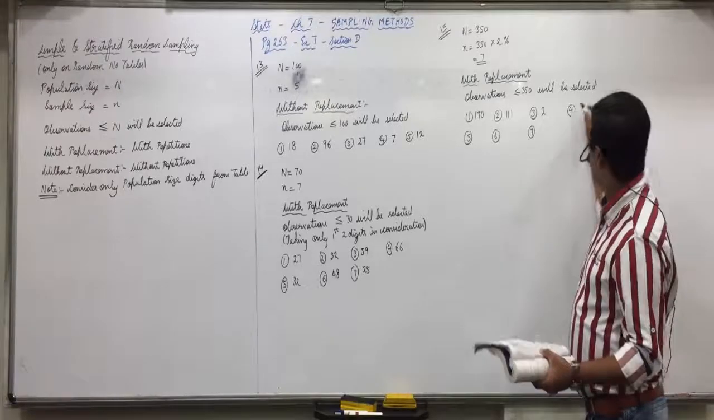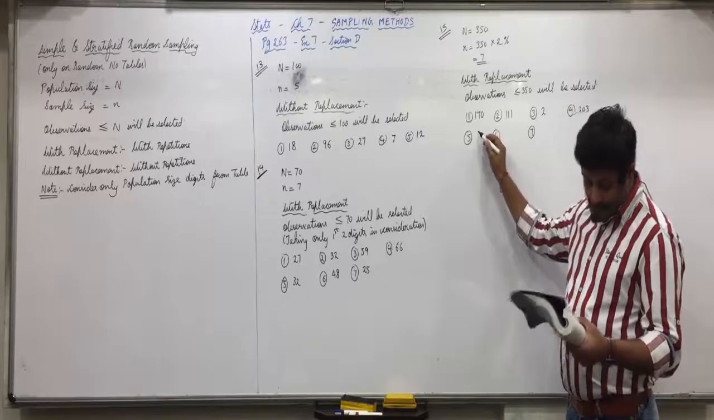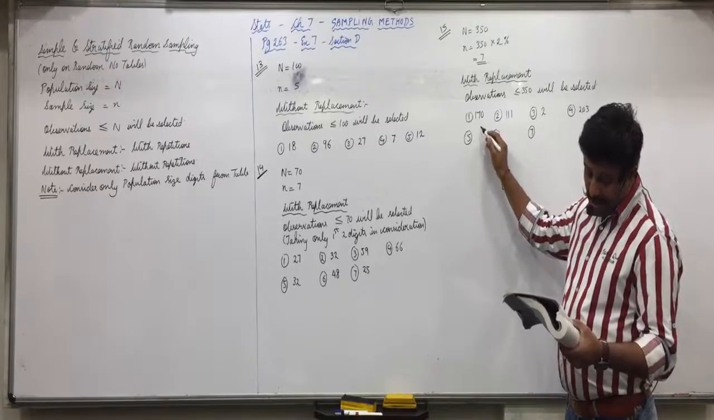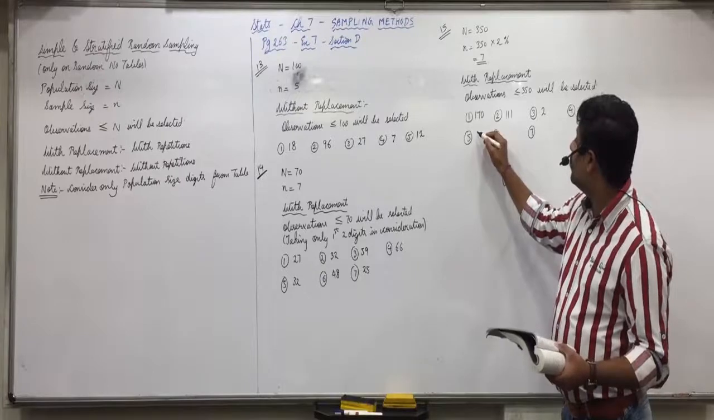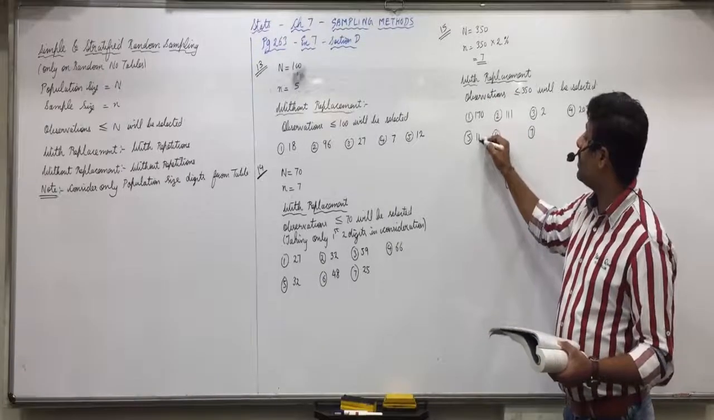Yes. 203? Yes, it's less than 350. 405? No. 545? No. 111? But it's repeated already. With replacement means it can come again.